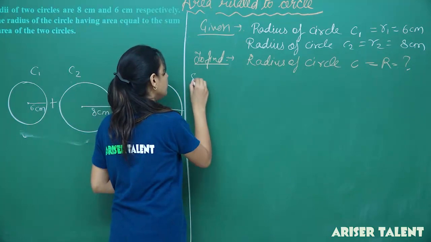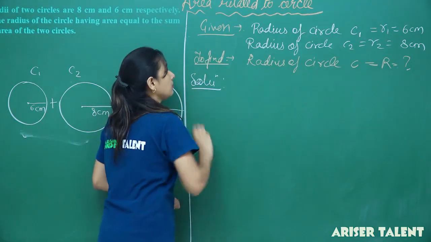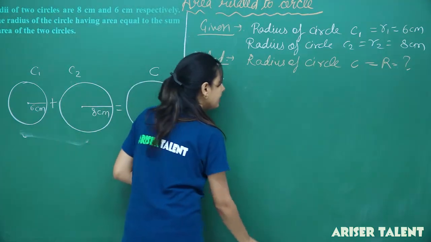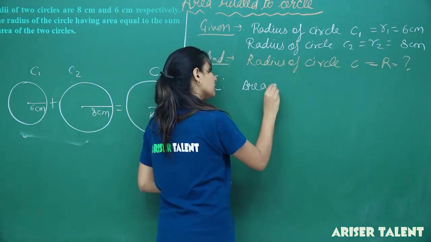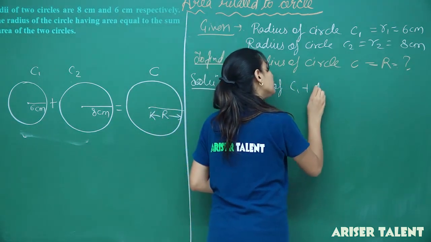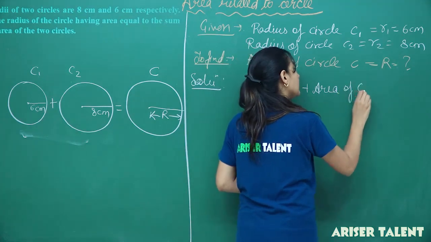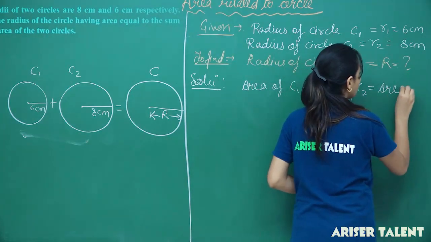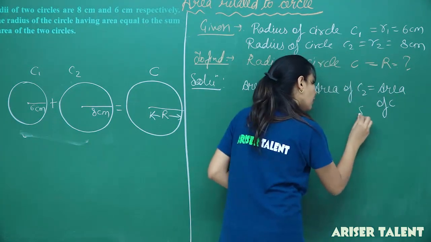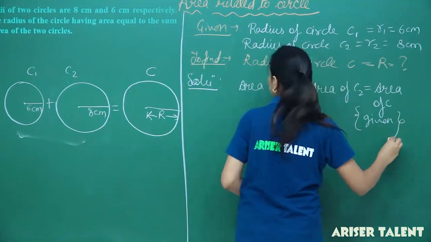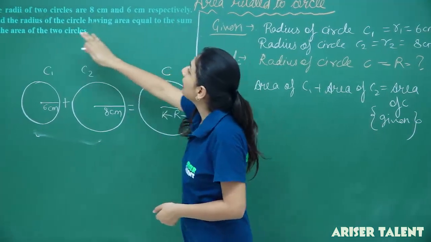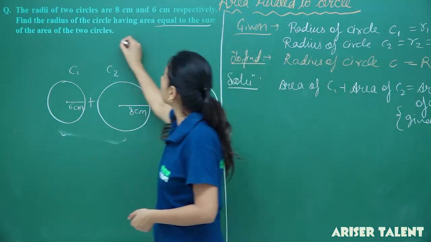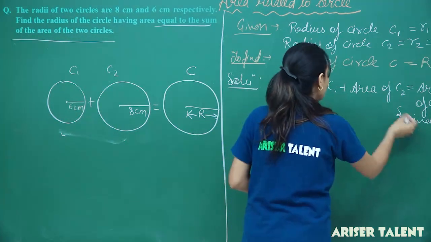Now, solution part. We know that area of C1 plus area of C2 equals the area of C. This is given. Why is it given? Because here it is telling you that the area is equal to the sum of the areas of the two circles. So, here it is given. Okay. So, I am picking this here, this from there.